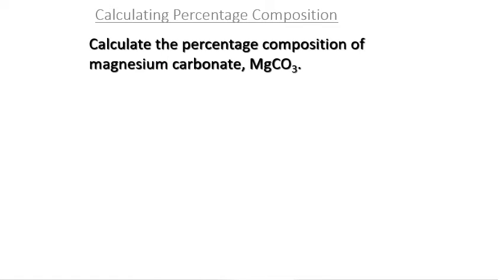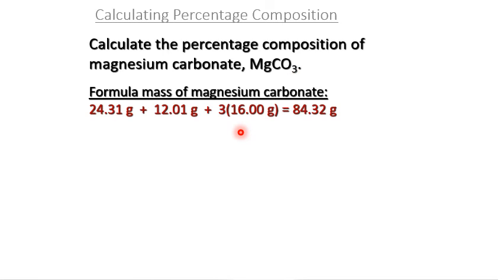Sometimes they ask us to calculate percentage composition. What does this mean? This just means that sometimes they want you to tell them what percentage of magnesium is in magnesium carbonate, what percentage of carbon is in magnesium carbonate, or what percentage of oxygen is in magnesium carbonate. That's what they normally ask you.